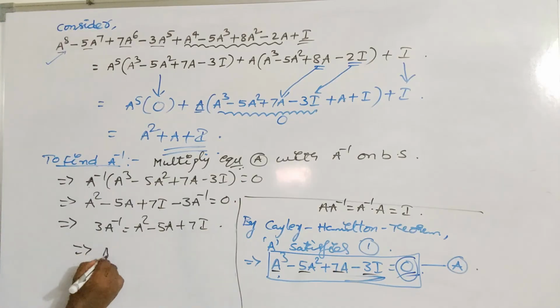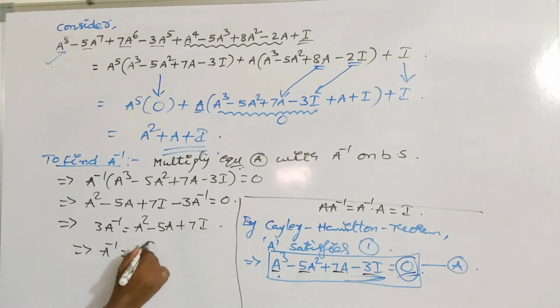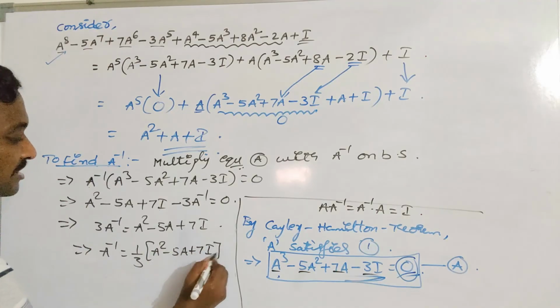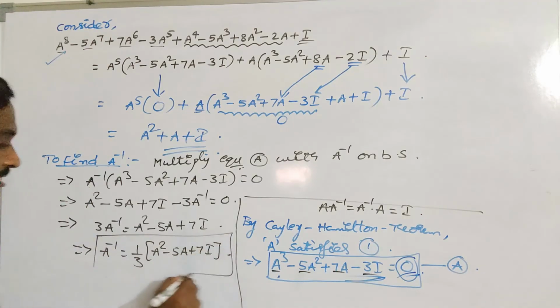And what is A inverse? 1/3 of A square minus 5A plus 7I. If you have a calculator in your hand, you can easily find out this value. Okay, if you do not have a calculator, you can leave the answer with this step. This is the A inverse for the given matrix. In my opinion, it is better to find out this value also.